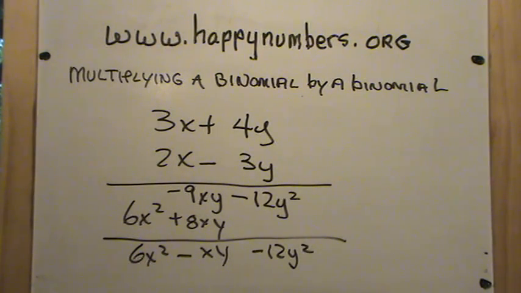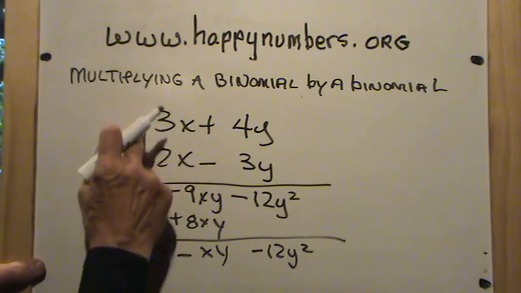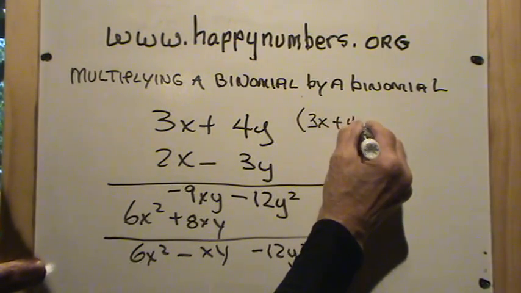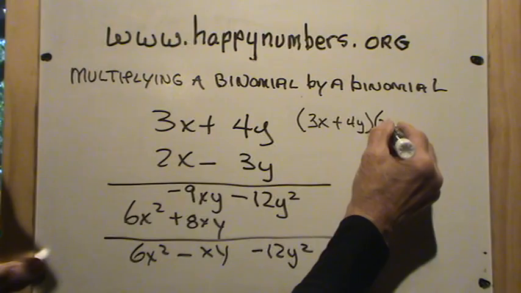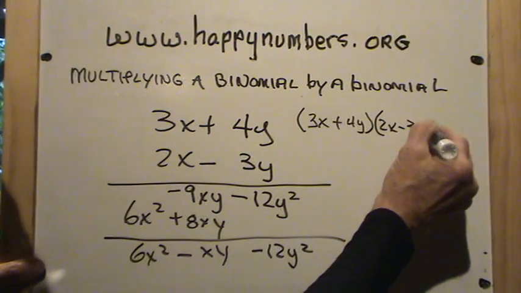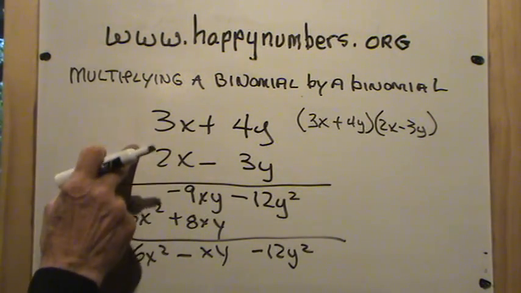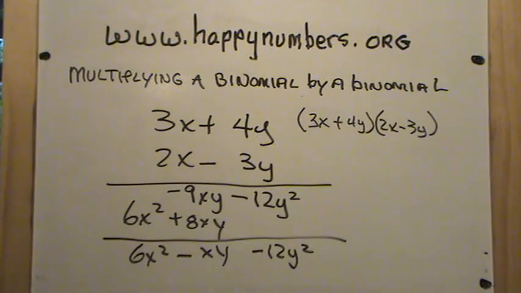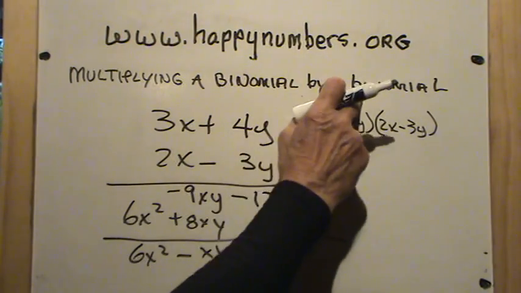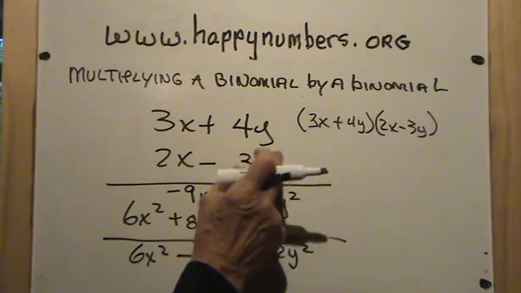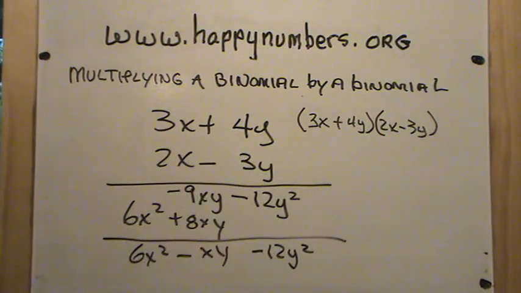Great, great. By the way, this problem many times will be written like this. 3x plus 4y times 2x minus 3y. And you simply just have to rewrite it in this form to use this way of solving. In our next lesson, we're going to be looking at a different way of multiplying a binomial by a binomial. There are two methods. This is more the traditional one, where we put one binomial under the other binomial. And on our next lesson, we're going to learn a different way of doing it.